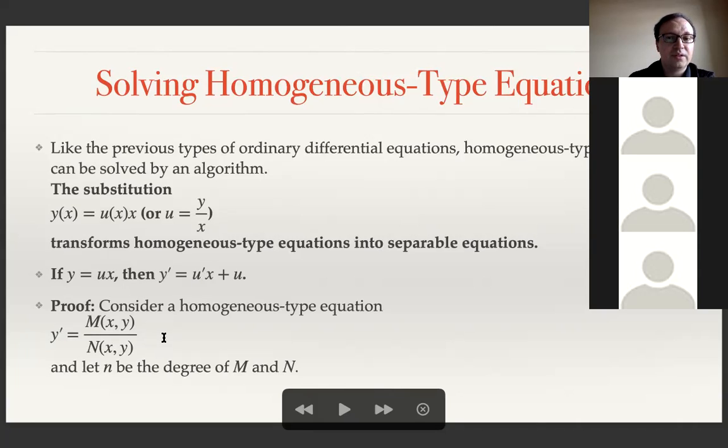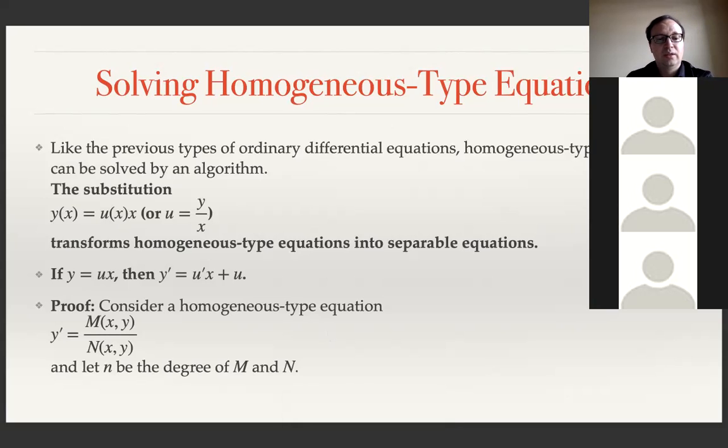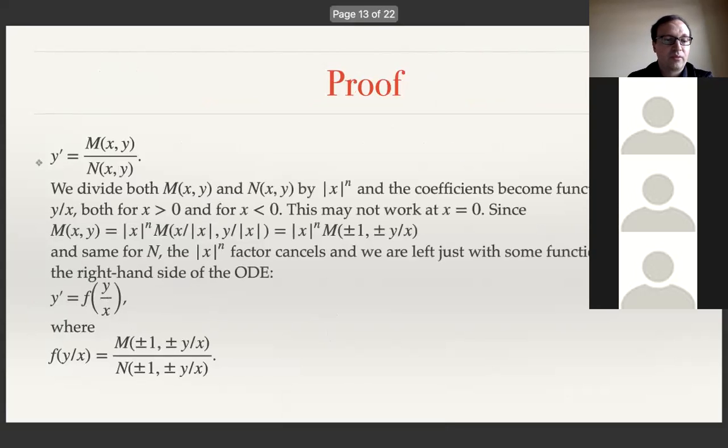So now let's prove that this substitution works as claimed. So consider any homogeneous type equation, y prime is equal to m of x and y divided by n of x and y, and let n be the degree of m and n. So often n is an integer, but it need not be. As I said, it can also be anything, including a complex number. Okay, this is our equation.